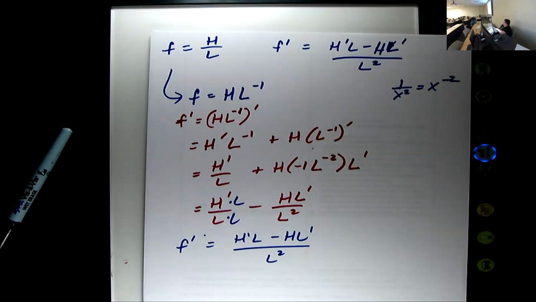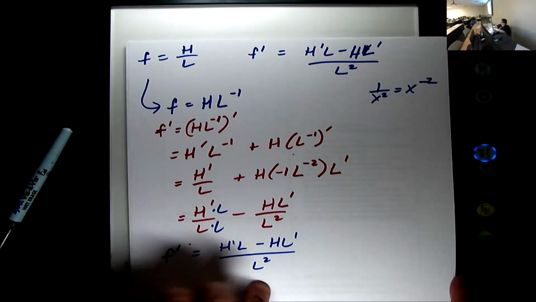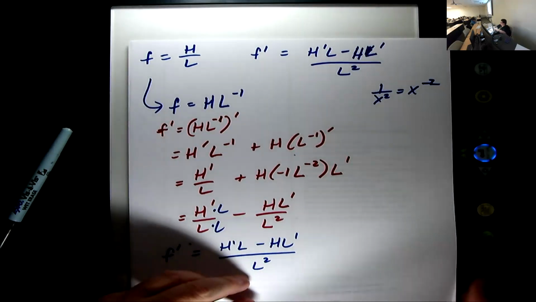The entire point of telling you this was, we're going to use this on the next problem. This shows you where the quotient rule came from, and it also shows us we don't need to use the quotient rule. Right? The quotient rule is derived from doing the product rule with the chain rule.